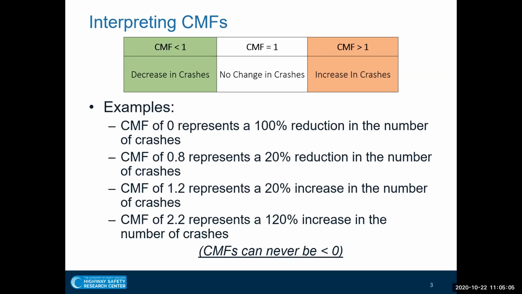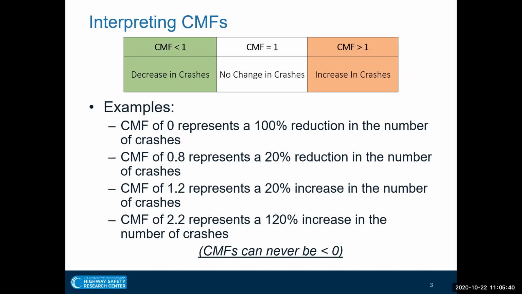Now, just to give a few examples of some CMF numbers. A CMF of 0 would technically represent a 100% decrease in the number of crashes. Similarly, a CMF of 0.8 would represent a 20% decrease in the number of crashes. So we take 1 as our baseline, and then take percentage points out from 1. So 0.8 means a 20% decrease in crashes. Similarly, a CMF of 1.2 would mean a 20% increase in crashes, and a CMF of 2.2 would represent a 120% increase in crashes.